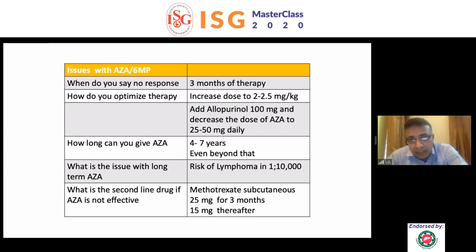How long can you give azathioprine? 4 to 7 years, even beyond that. What is the issue with long-term azathioprine? Risk of lymphoma, 1 in 10,000.